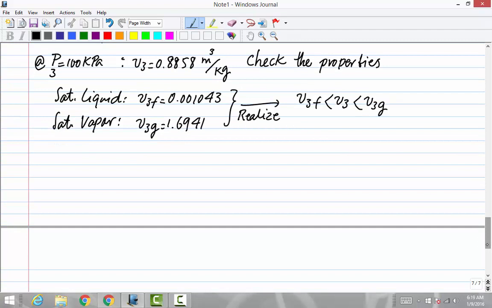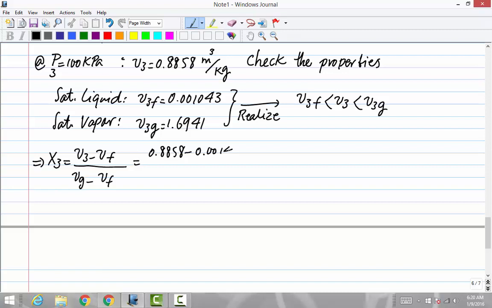So according to the definition that you have checked before, we can calculate the quality of this mixture, which is defined as v3 minus v_f divided by v_g minus v_f, which is 0.8858 minus 0.001043 divided by 1.6931, which is 0.52. And once again, what are we looking for?